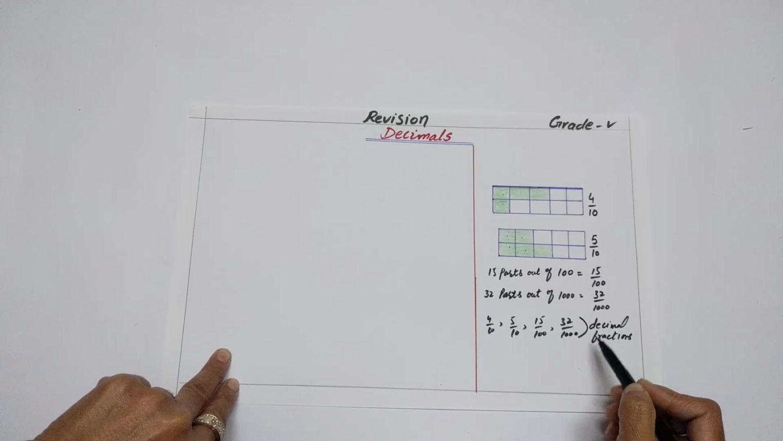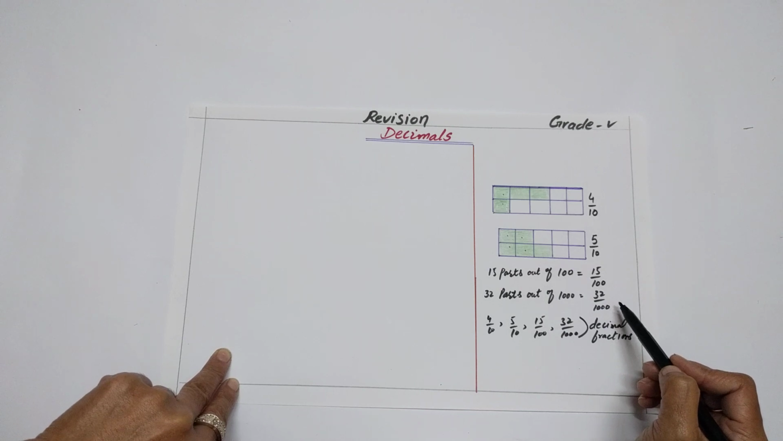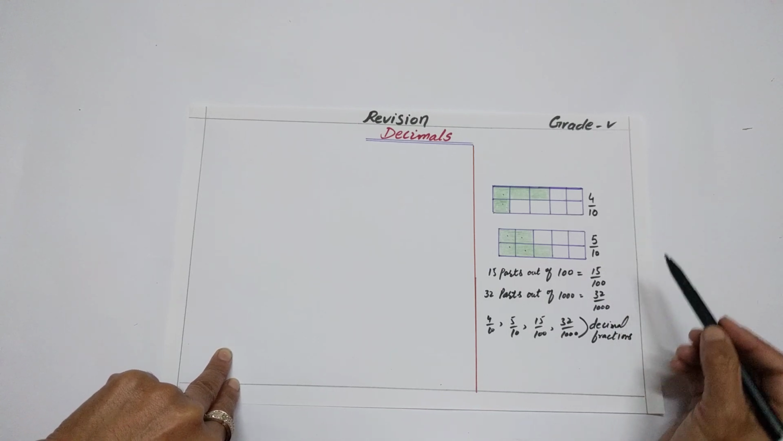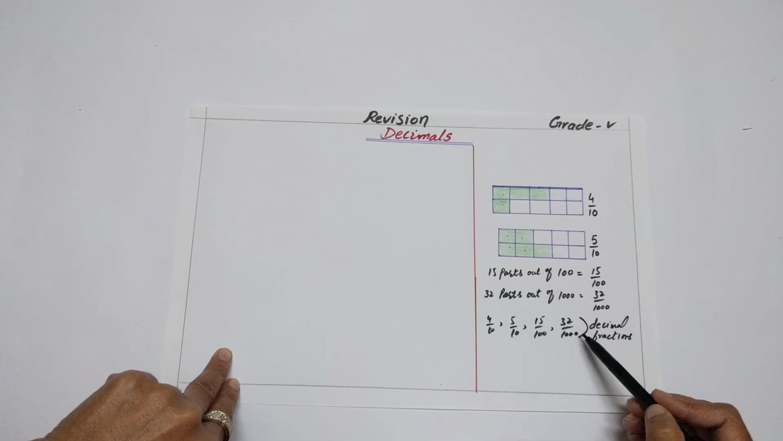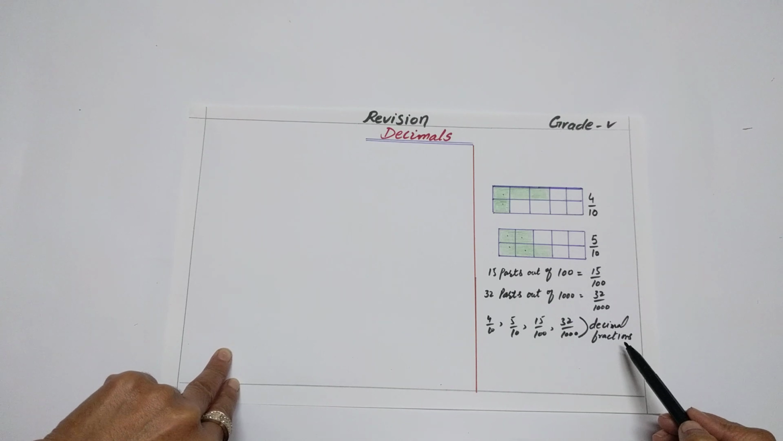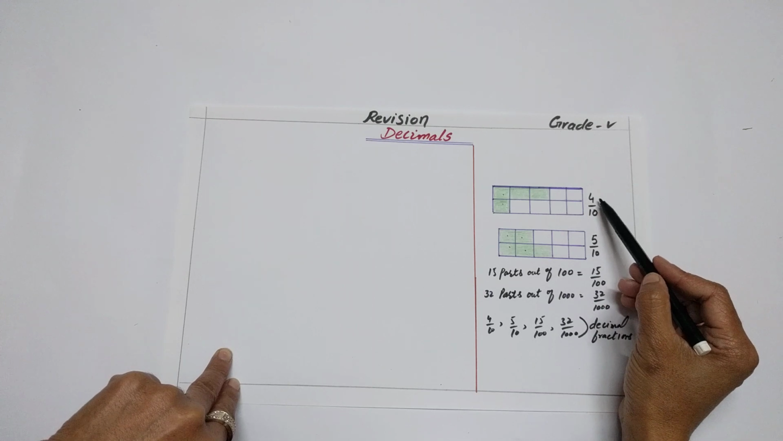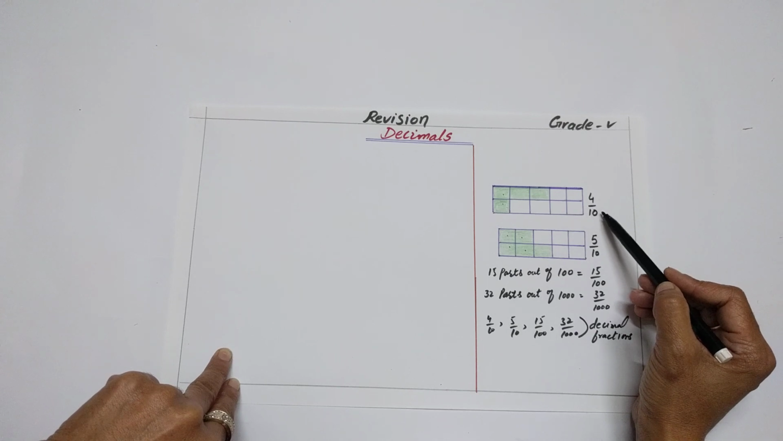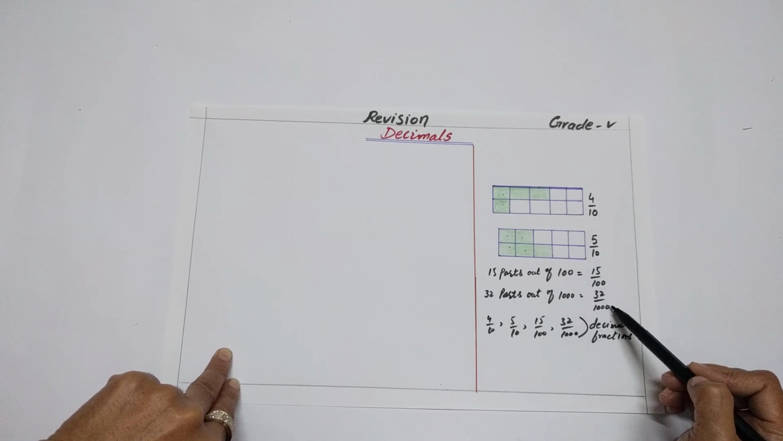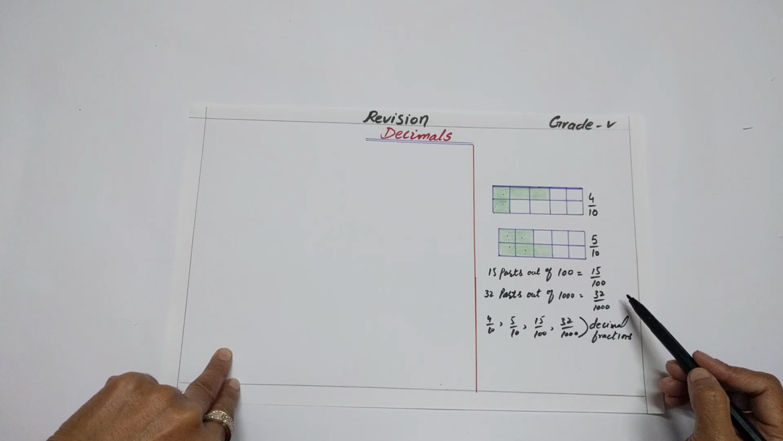Thus, a decimal fraction is a fraction where the denominator is either 10, 100 or 1000, or you can say a power of 10. Clear? So 4 by 10, 5 by 10, 15 by 100 and 32 by 1000 are all decimal fractions. Here 4 is the numerator and 10 is the denominator. The lower number of the fraction is called the denominator. So fractions with denominator 10, 100 and 1000 are called decimal fractions.